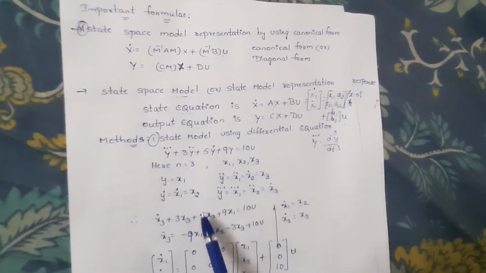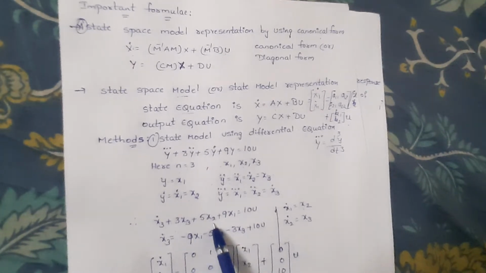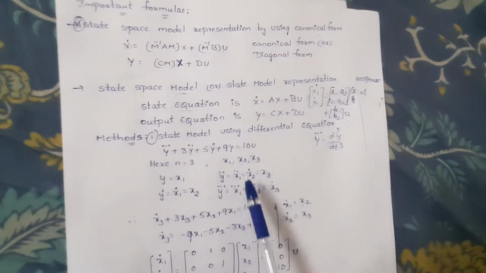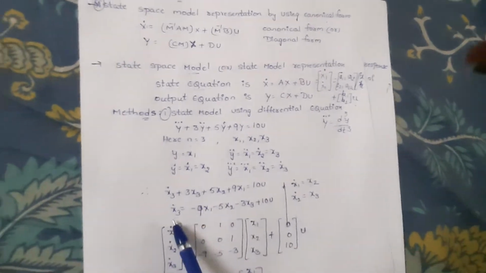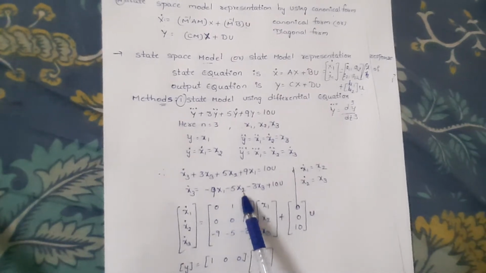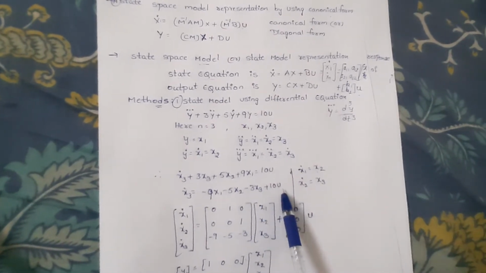So you consider only the normal term, that is x2 plus 9y. What we assumed: x1 is equal to 10u. So now you mention it in terms of x3 dot: minus 9x1 minus 5x2 minus 3x3 plus 10u.